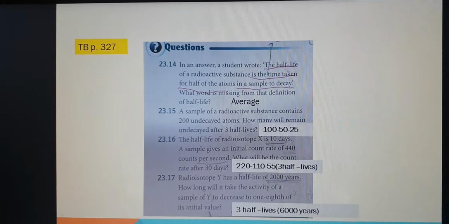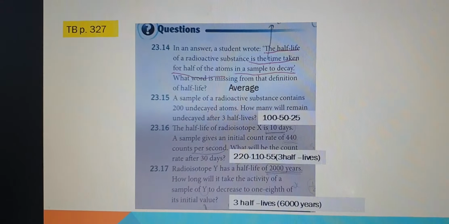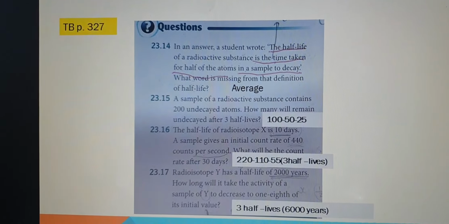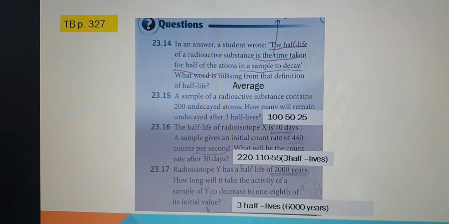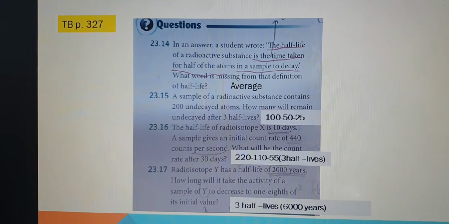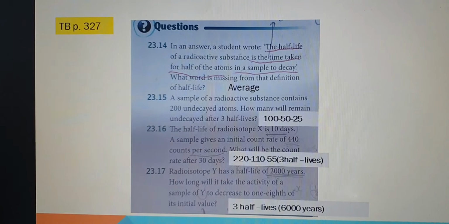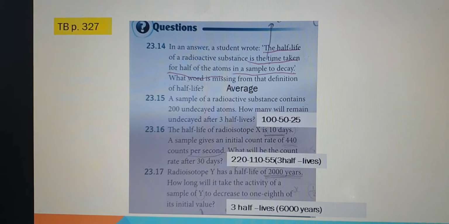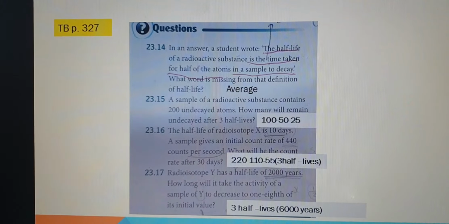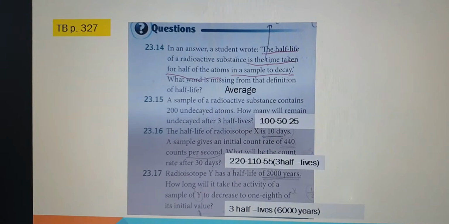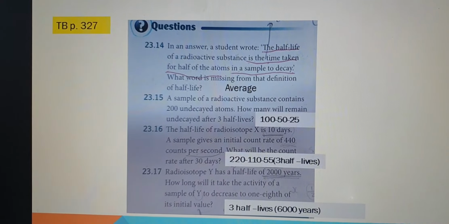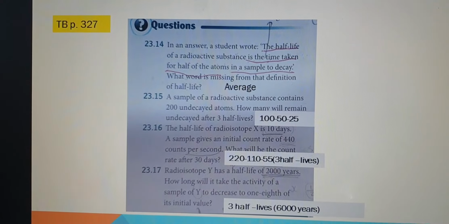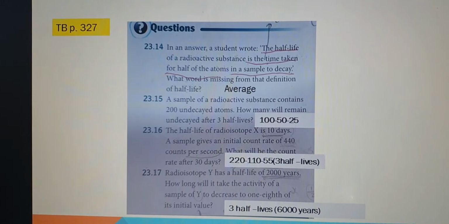Textbook, page 327. In an answer, a student wrote, the half-life of a radioactive substance is the time taken for half of the atoms in a sample to decay. What word is missing from that definition of half-life? The definition of half-life is: the half-life of a radioactive substance is the average time taken for half of the atoms in a sample to decay. The average time, not the time.